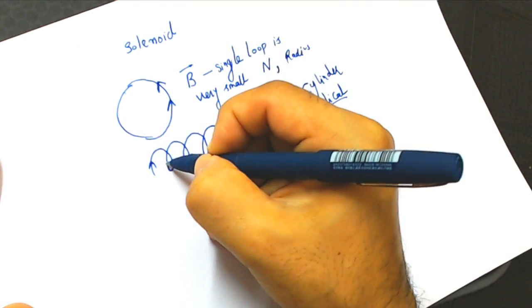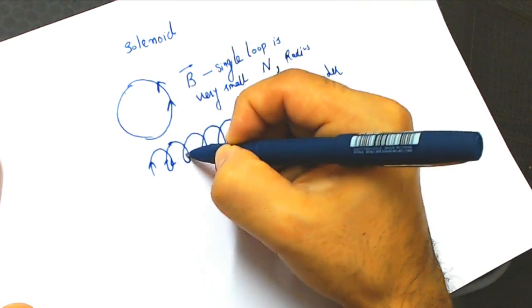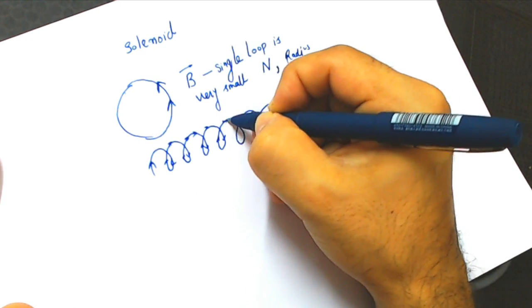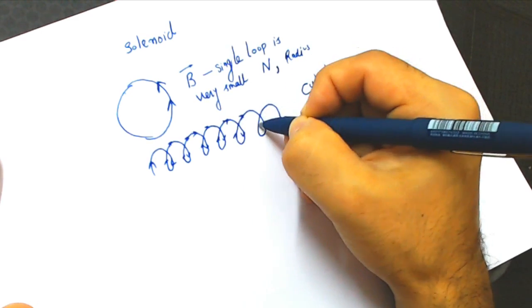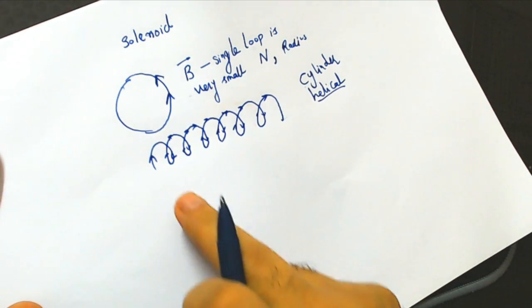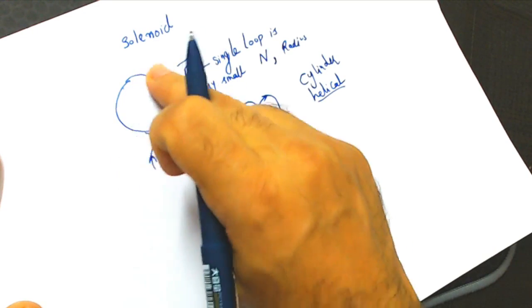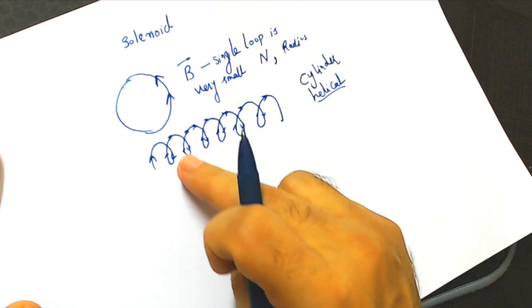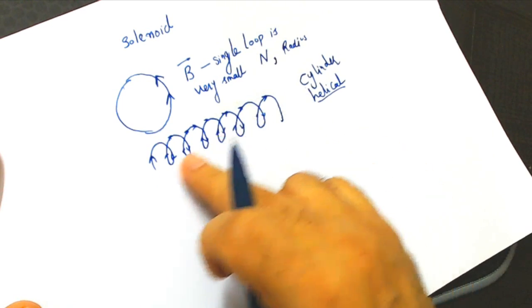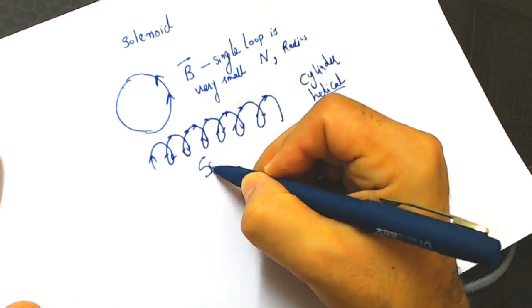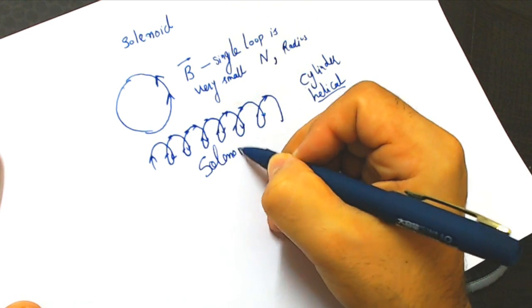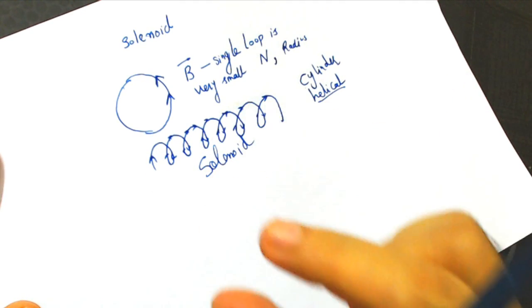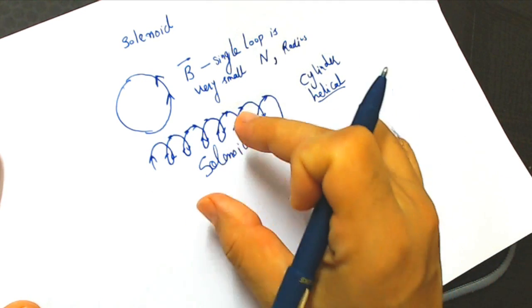And it is definitely carrying some current. And so this is your current, okay? Now, this structure, which is a single circular loop, produces very weak magnetic field. But if you have a structure like this, which is called a solenoid, this produces very strong magnetic field, but in a very limited region of the solenoid.